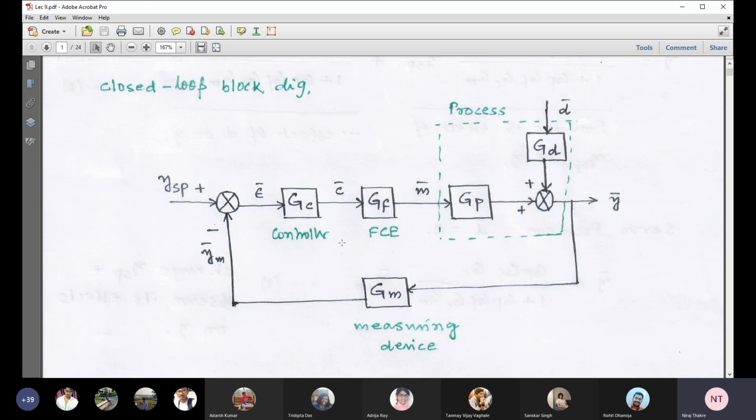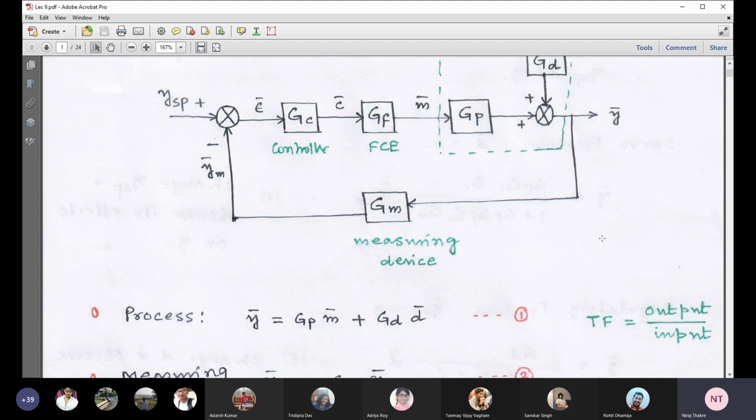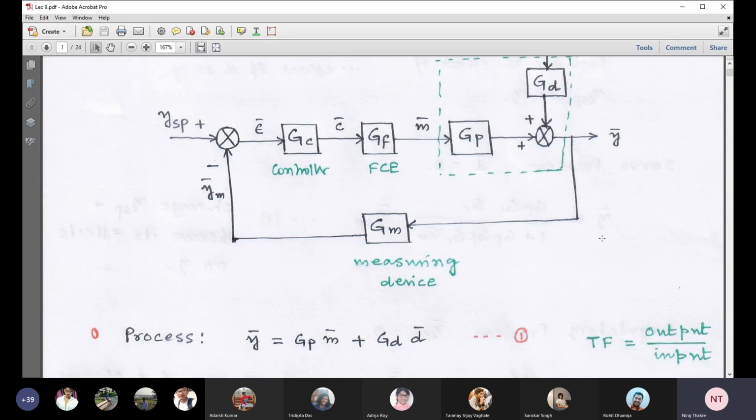Here I just want to add one thing. This controller includes not only this GC, it also includes this comparator. Remember, the controller basically combines this GC control block along with this comparator. Both are programmed in the computers. Okay, now let us come to the process. I think we can write the process in this form.